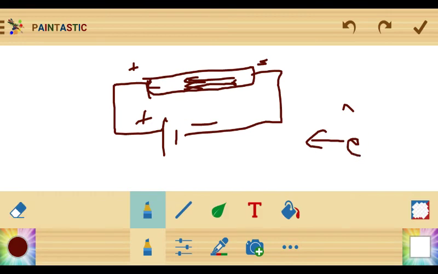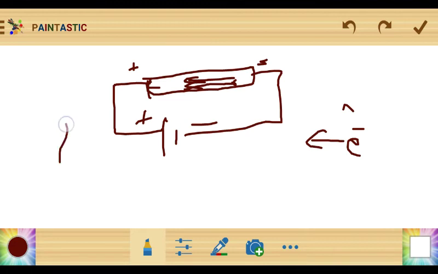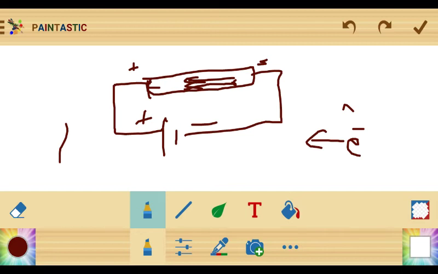When the electric field is set up inside the conductor, each free electron experiences a force opposite to the direction of the applied electric field. They move toward the positive end, as we said, in a parabolic path rather than a straight path. Why parabolic and not straight?